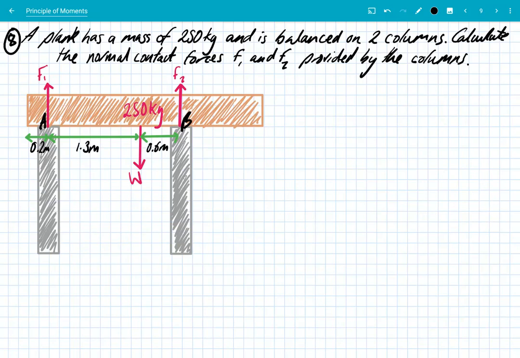The final one is this, and we've got two columns. So we've got column A and column B, and we've got a large plank of wood, which has got a mass of 250 kilograms, and it's balanced on those two columns. It's in equilibrium. We want to calculate the normal contact forces F1 and F2 provided by the columns. And we're going to use the principle of moments to do this.